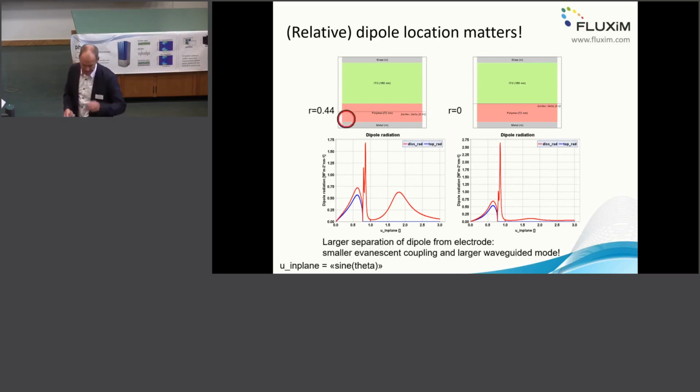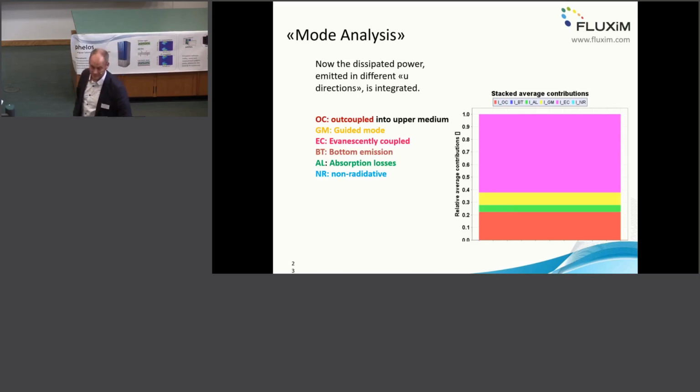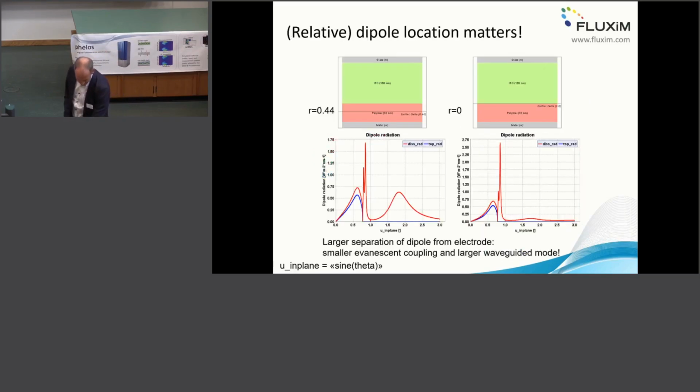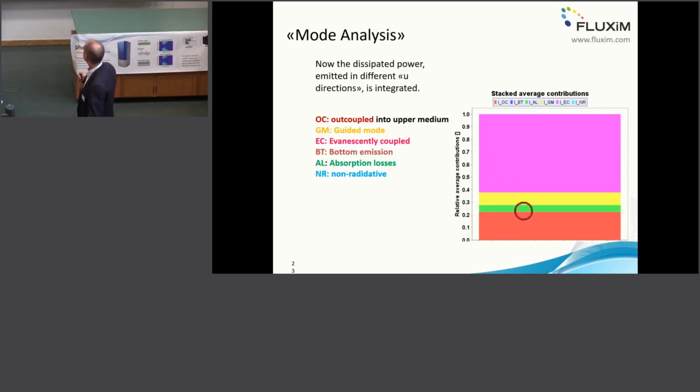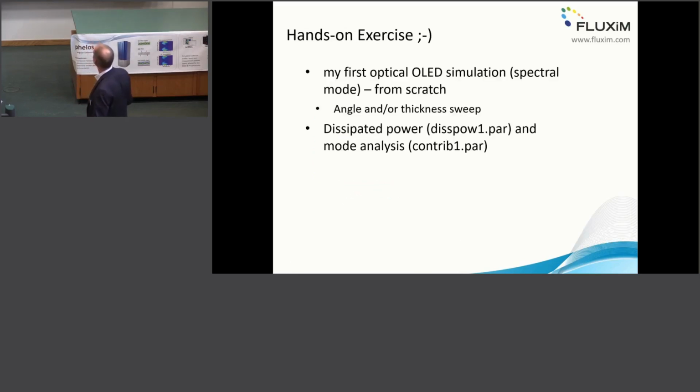And that is actually shown in this example, where it is the same OLED structure, but now the dipole is located not so far away from the electrode, at the ITO polymer interface, and then the difference in the dissipated power is that this plasmonic coupling here is much reduced as you move the dipole away from the electrode. And basically, taking proper integration over different modes leads us to these contributions here, outcoupled, guided mode, and so on.